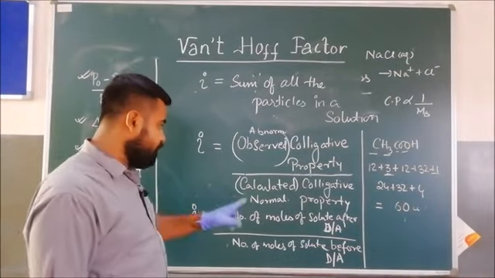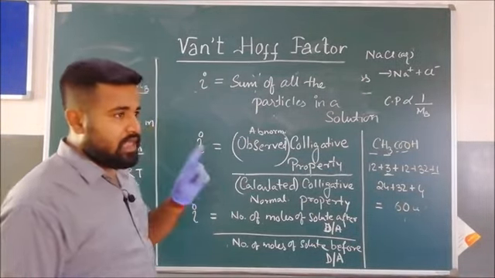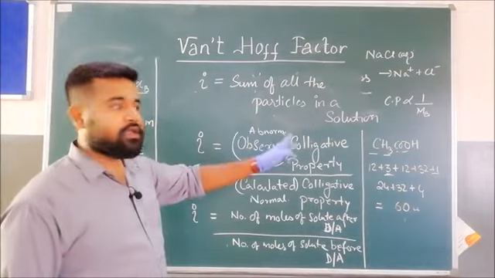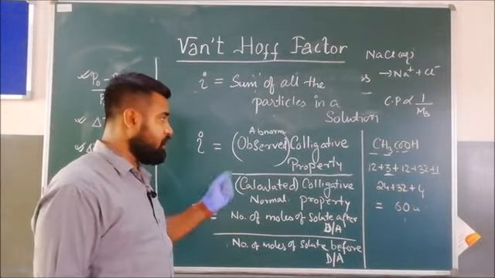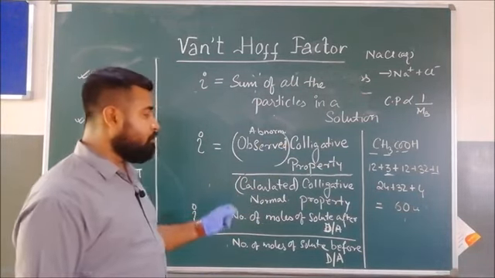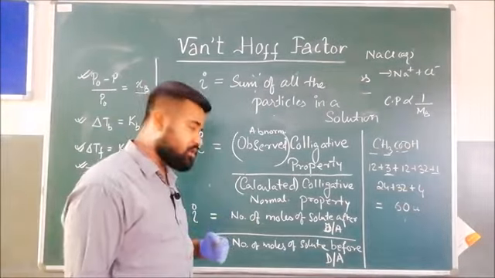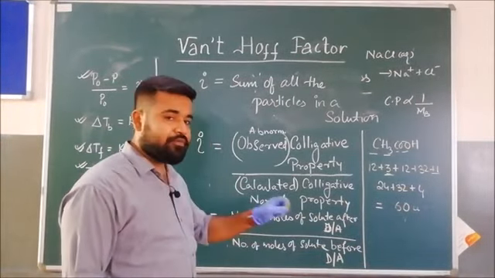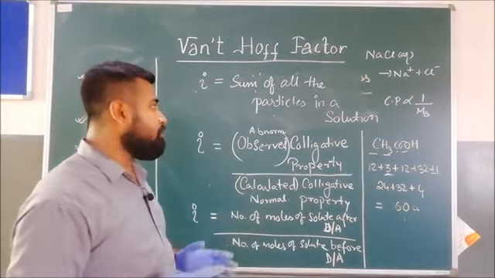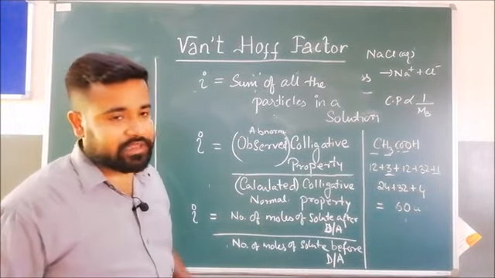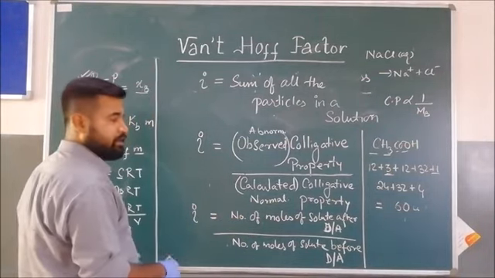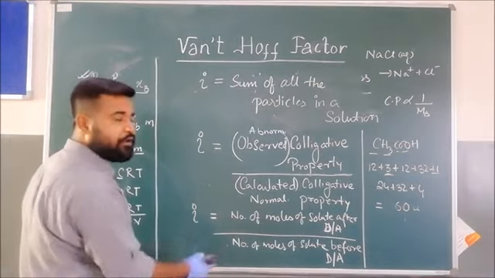So this is all about the formula of i, meaning by which formulas we can find i. Number one, normal by abnormal molar mass. Second, abnormal colligative property by normal colligative property, or observed colligative property by calculated colligative property. Third, number of moles of solute after dissociation or association by number of moles of solute before dissociation or association. And the last one, i equals the sum of all the particles present in a solution. Clear? So these are the formulas for the Van't Hoff factor, meaning how we can calculate i from different formulas.